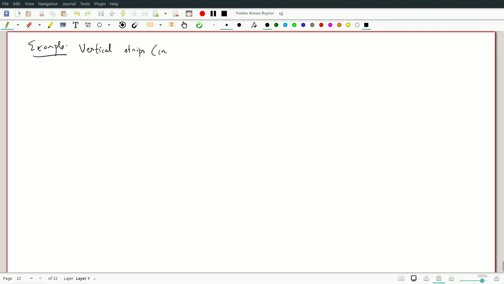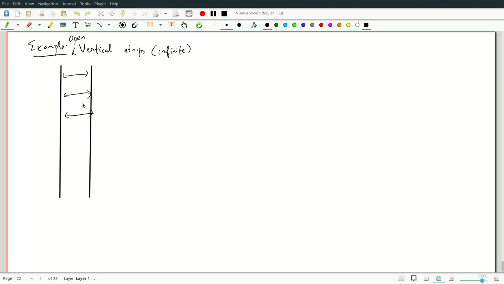So this is still in R2, so infinite vertical strips. That is to say, my lines are not going to be infinite, but I'm going to have the region here. And of course I should clarify, open vertical strips. So I do not include the boundaries, but I include the entire region inside any such strip. I can take any thickness and take it anywhere.